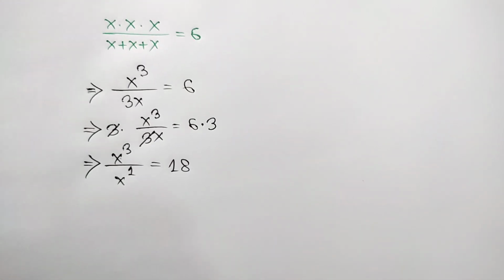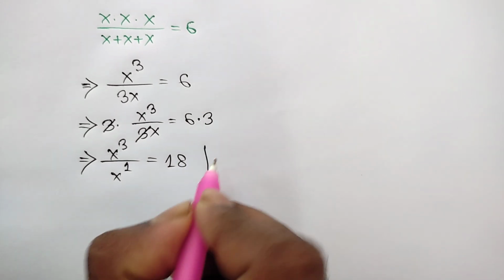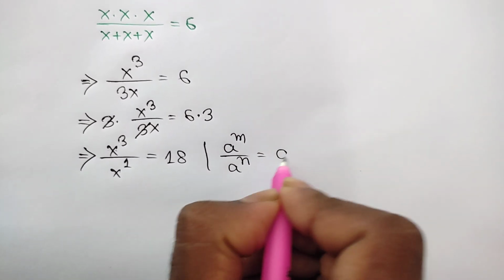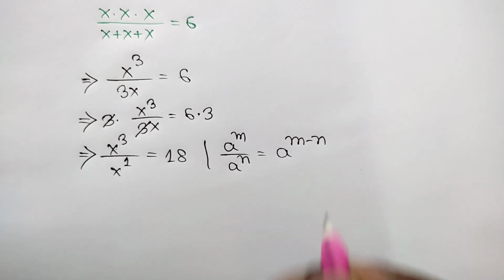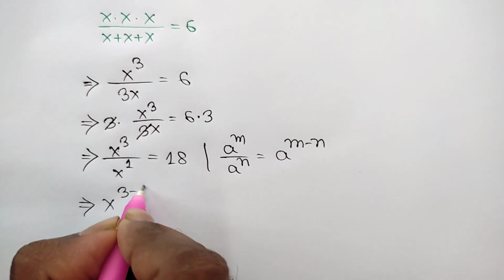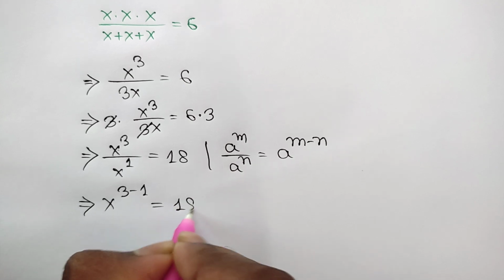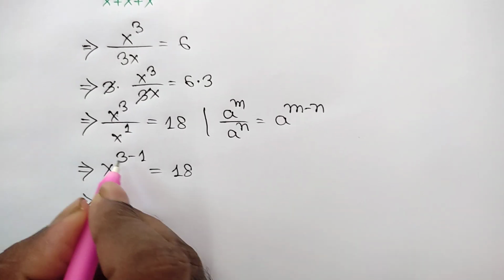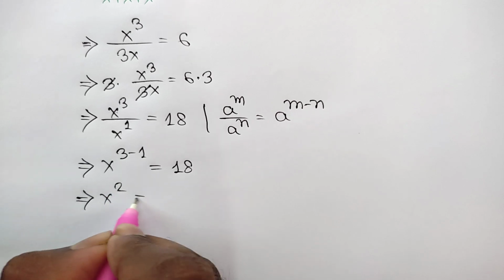Okay, now we know that a to the power m over a to the power n is equal to a to the power m minus n. So applying this rule, we can write x to the power 3 minus 1 is equal to 18. Or now, x to the power 3 minus 1, which is 2, is equal to 18.